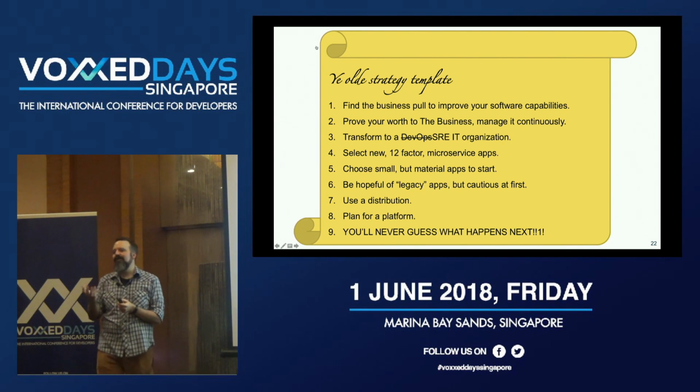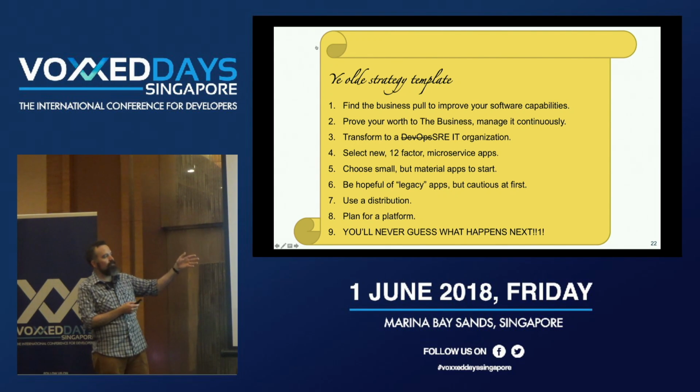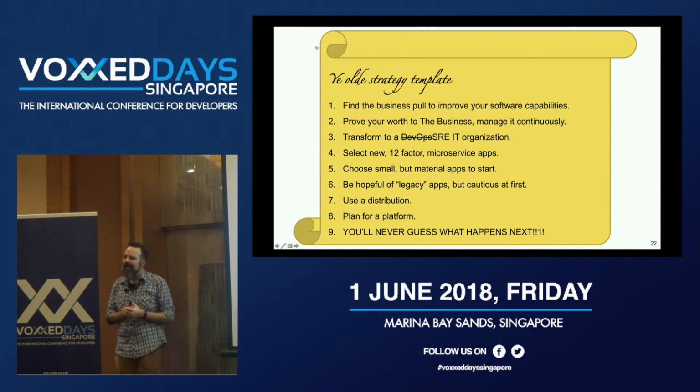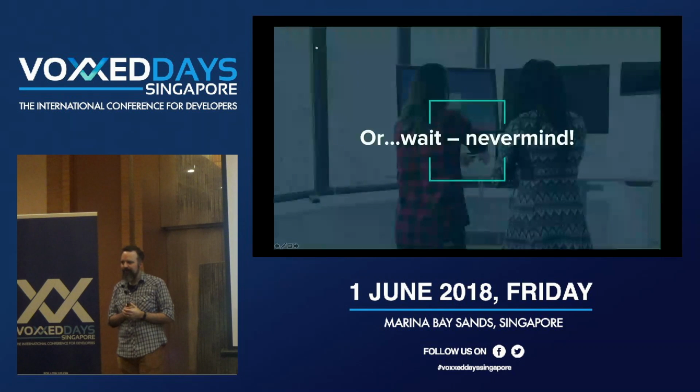That the software you're writing is done in a way that will work effectively in containers and so forth. So this is just a little summary, your yield strategy template, of how to start thinking through that and plan out what you want to do.